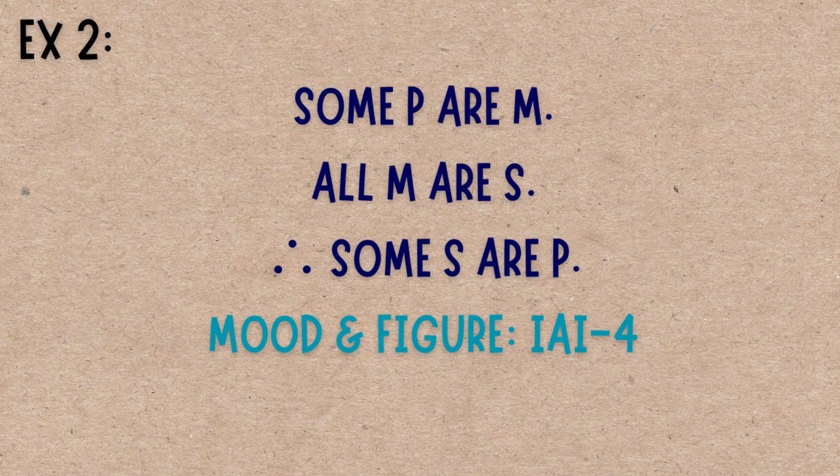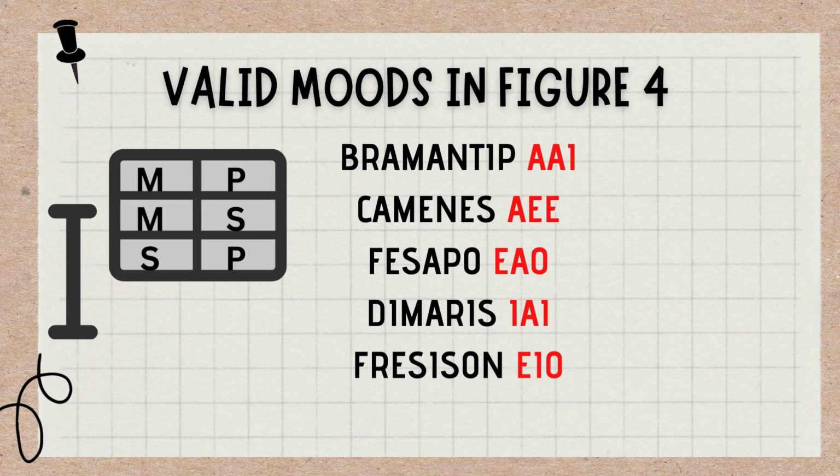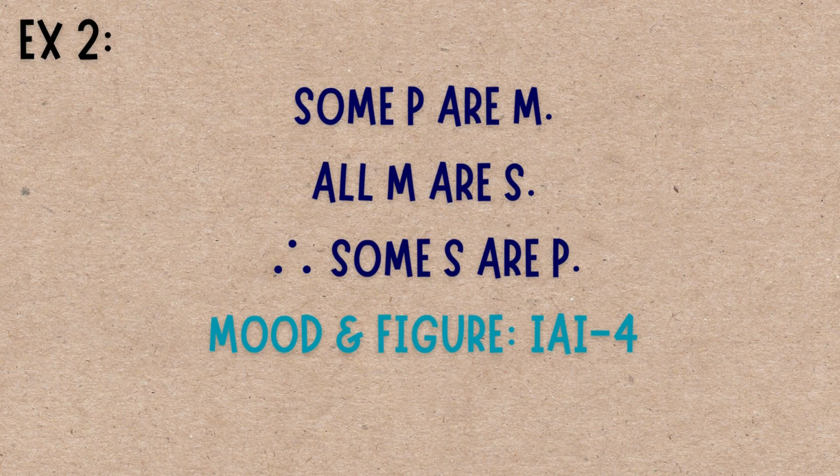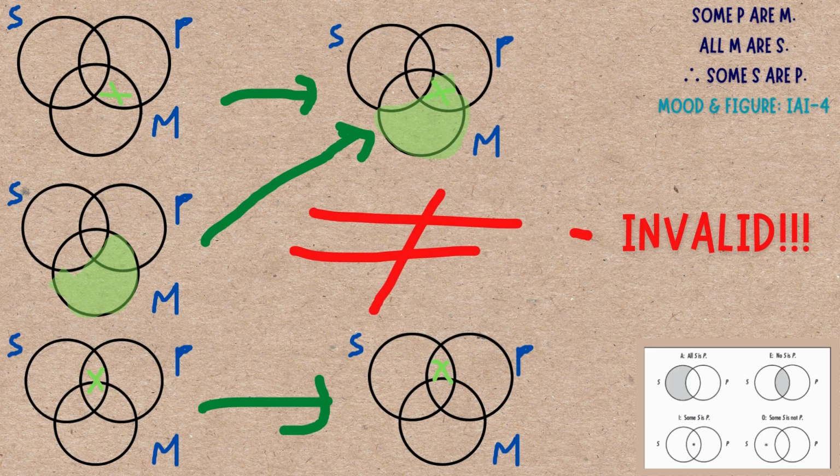So let's see example 2. Some P are M, all M are S, therefore some S are P. So this syllogism has the figure as 4 and the mood as IAI. So let's go back to the chart and see if there is IAI in figure 4. So we have IAI in figure 4. So this is a valid syllogism. Let's check by drawing the Venn diagram.